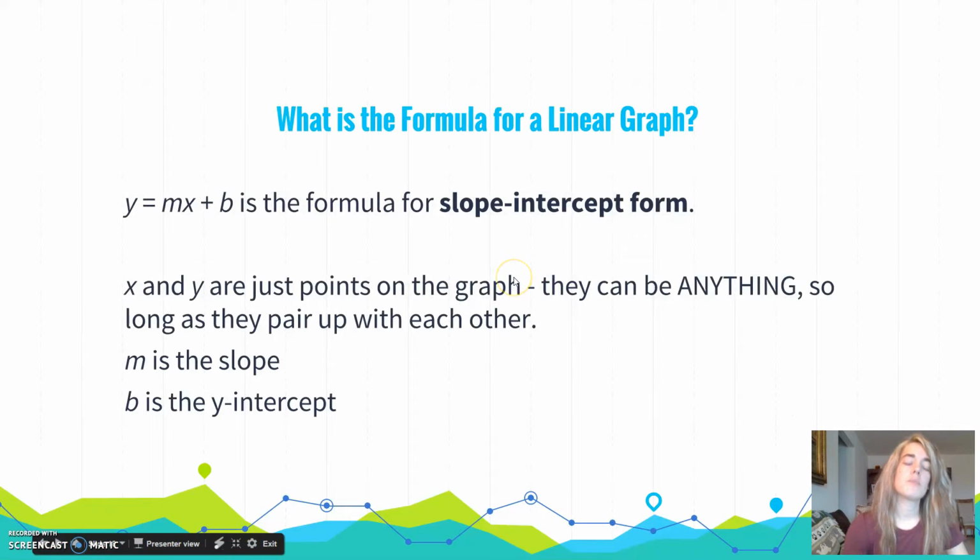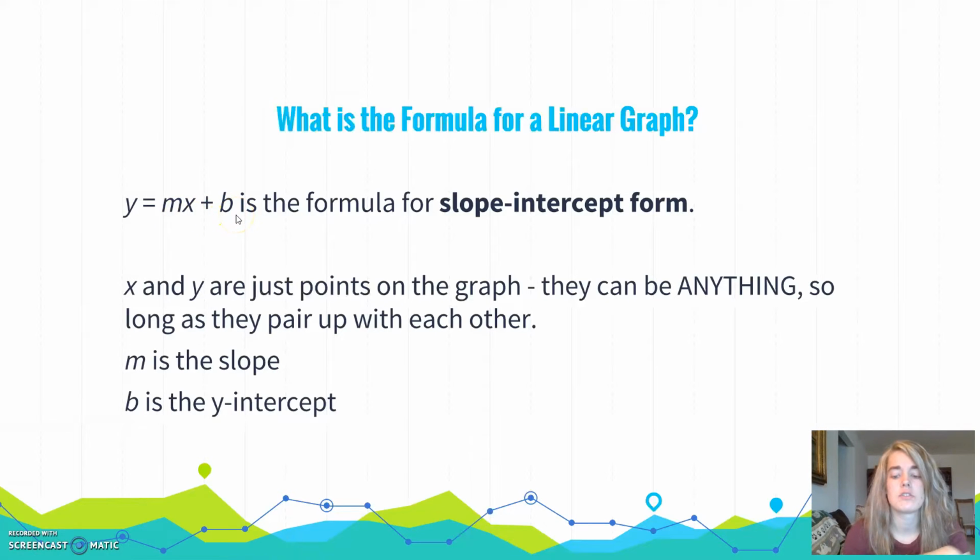The m and the b are the important pieces though. So m over here, that is your slope. Think of that as what is changing and how fast it's changing. And b is the y-intercept.